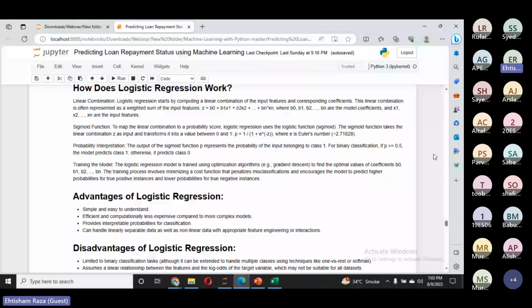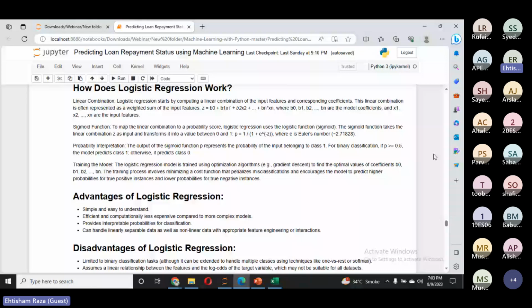The advantage is that it is simple and easy to understand, efficient, and computationally less expensive. Less power is required as compared to other complex models. It provides interpretable probabilities. Classification can handle linearly separable data as well as non-linear data with appropriate feature engineering adaptation. Yes, you can easily linearly separate the data set.